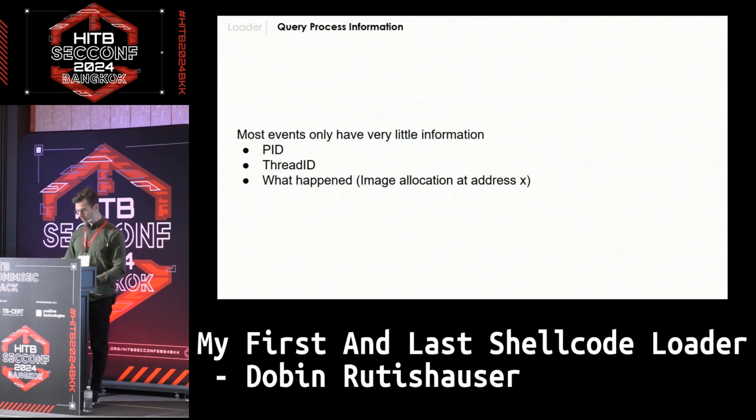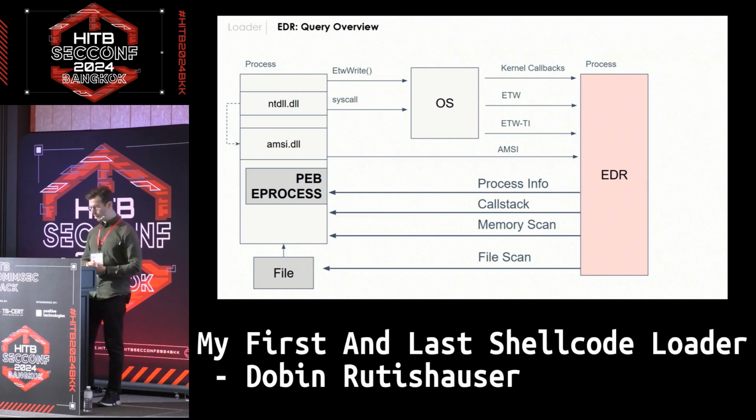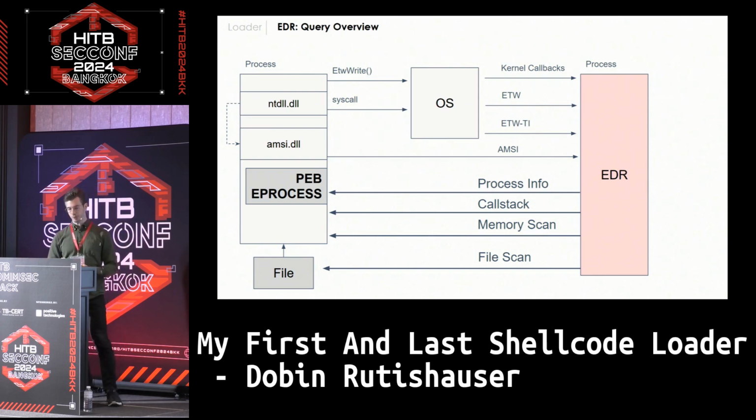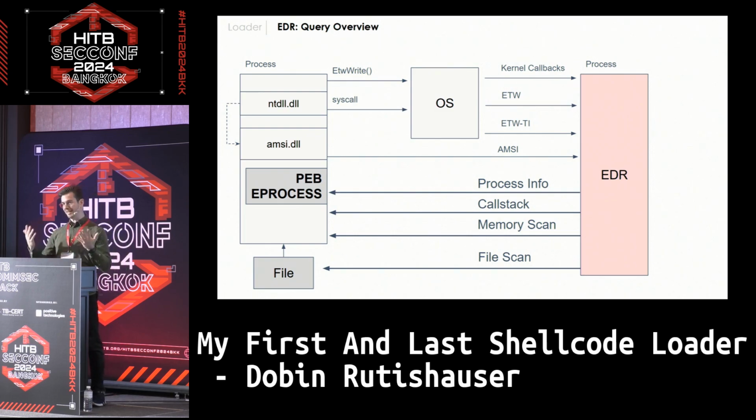But there's a little bit more. As the events have little information, the EDR needs to provide or access some more information. That's identified like 4 things. That's process information, the call stack, memory scan, and a file scan. Of course, with the process ID, you can access the source image of the file, of the process, and then scan the file again or compare its content with the memory thing.